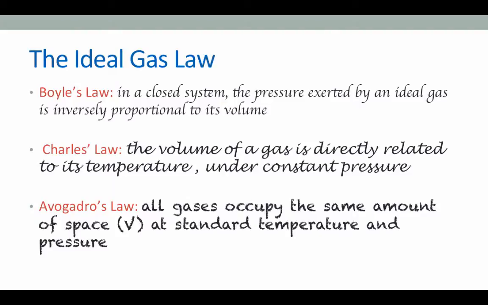The ideal gas law is a convergence of Boyle's law, Charles' law, and Avogadro's law. Boyle's law can be summarized by, in a closed system, the pressure exerted by an ideal gas is inversely proportional to its volume. So if the pressure is to rise, then the volume will decrease. If the volume increases, the pressure will decrease.